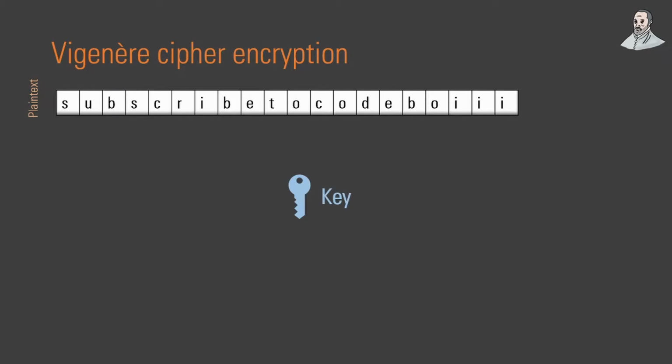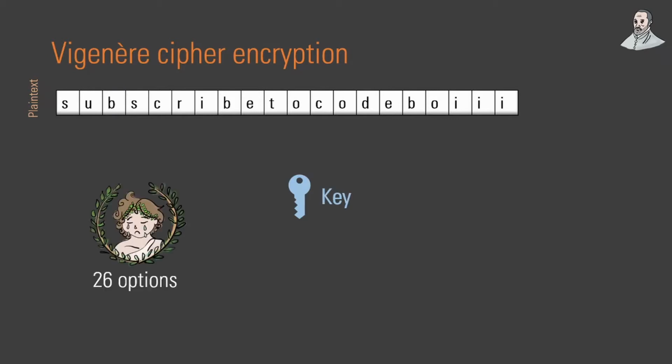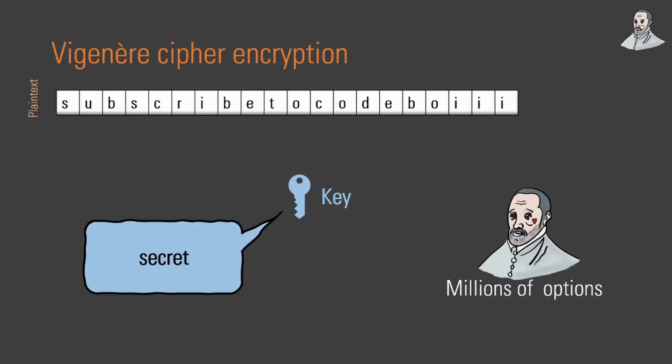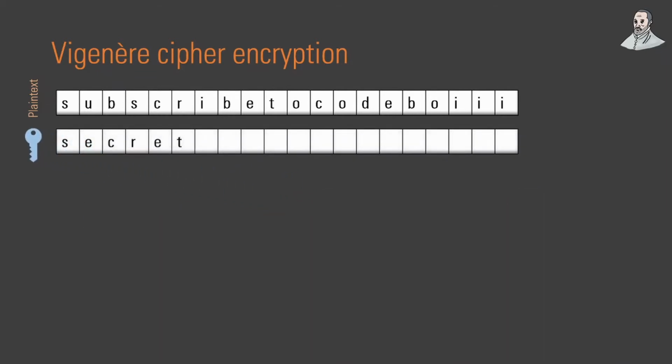If we think about the Caesar cipher, there were only 26 different key options. For the Vigenère cipher, we use a keyword. This gives us a much bigger key space, including millions of possible words to choose from. Before computers were invented, it was just not possible to guess the key. So in our simple example, we choose the word secret as our key. Now we have everything we need, our plain text and the key.